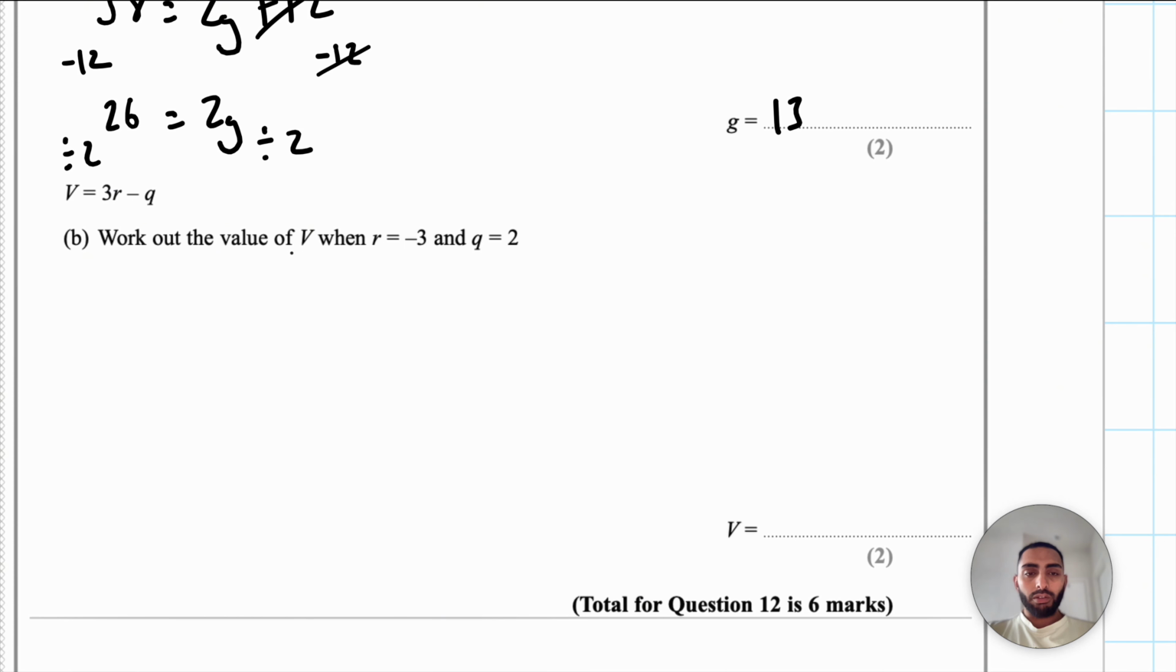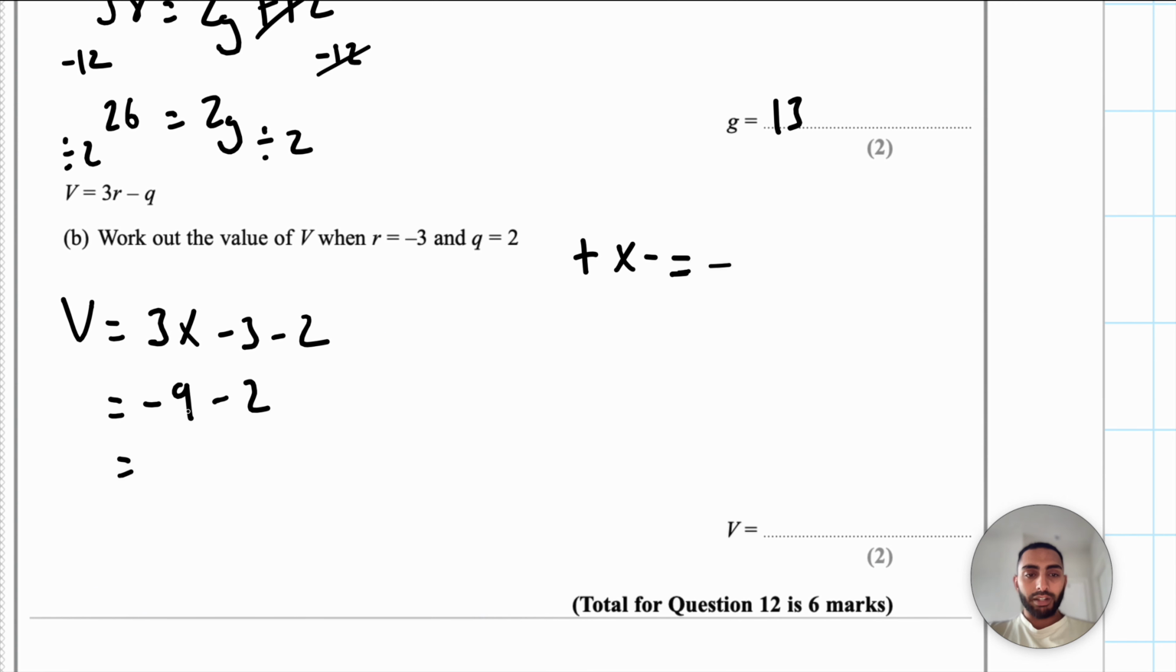Part B. Work out the value of V when R is equal to -3 and Q equals 2. V is equal to 3 multiplied by -3, take away 2. I've got a positive multiplied by a negative. So a positive multiplied by a negative, it's mixed sign, so it's going to give me a negative answer. So 3 multiplied by -3 is going to be a negative, and 3 times by 3 is 9. And then I've got this minus 2 on the end. Then I've got -9 take away 2.